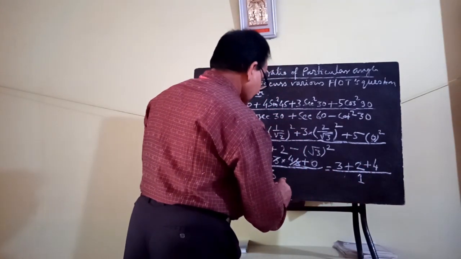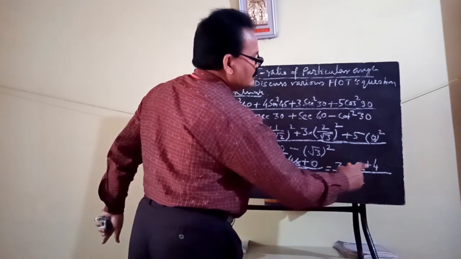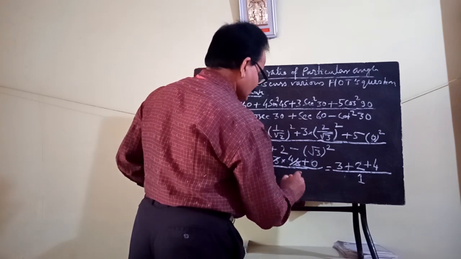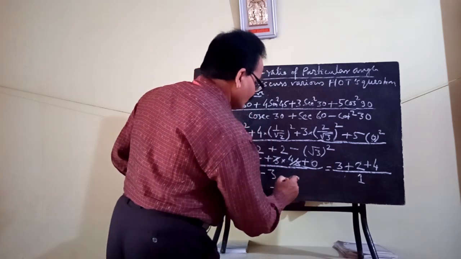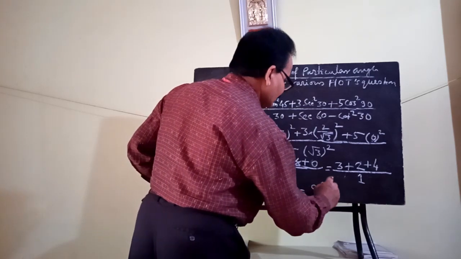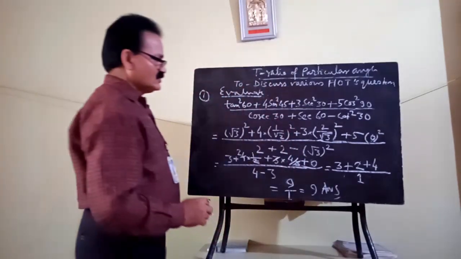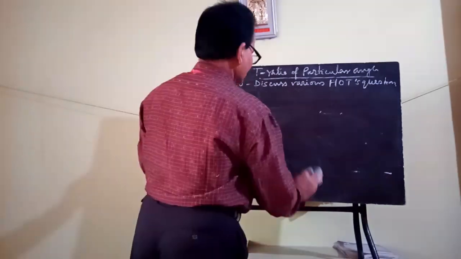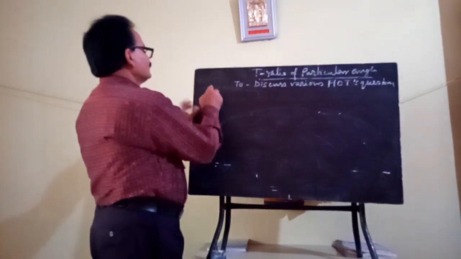So your final answer is 4 plus 2 is 6, 6 plus 3 is 9. So this is 9 by 1, which means 9. This is your answer. Okay, now I have to remove it for the next question. So for your next question, question number 2.